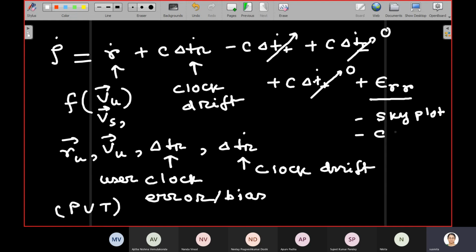We'll also talk about C over N naught. This is a metric which actually tells what kind of signal you are getting. So this allows us to quantify signal reception environment. I'll quickly talk about this one, and then after that I'll talk more about clock. Okay, and after this we'll discuss the navigation coordinate frames we will consider in this class.